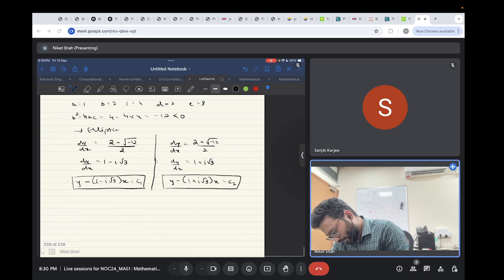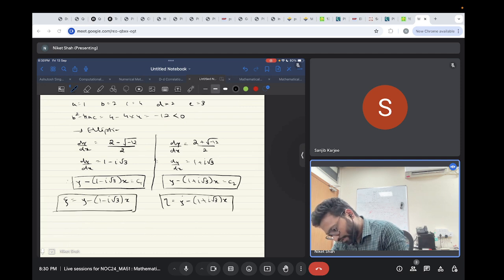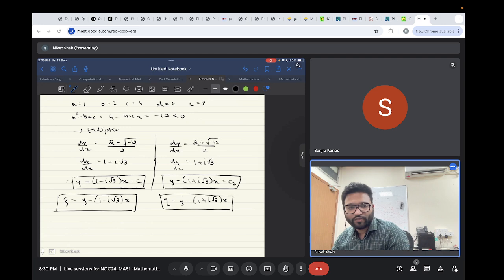Yes. So your zeta is y minus 1 minus i root 3 x, and eta is y minus 1 plus i root 3 x. I'm audible, right? Yeah. So eta and zeta are such functions that you have imaginary numbers also inside of them. So what do we do to convert this?